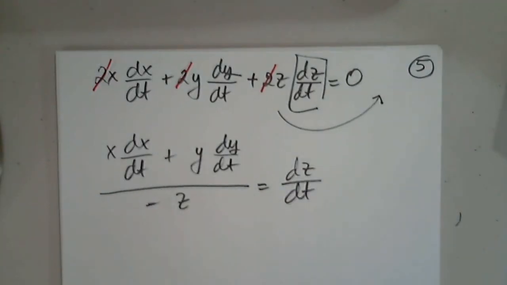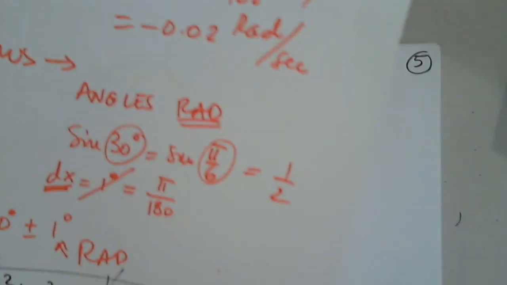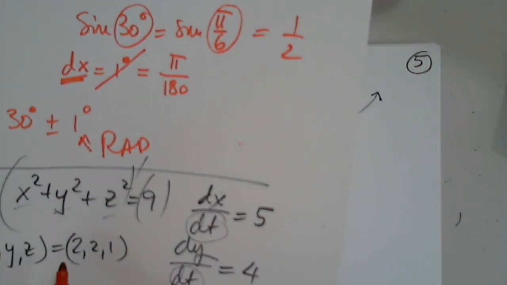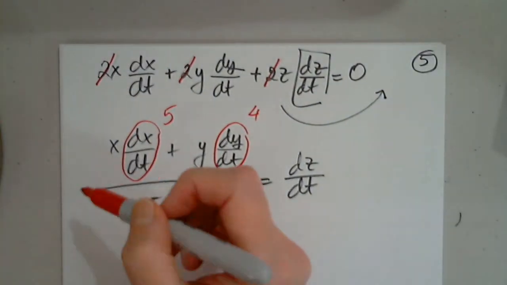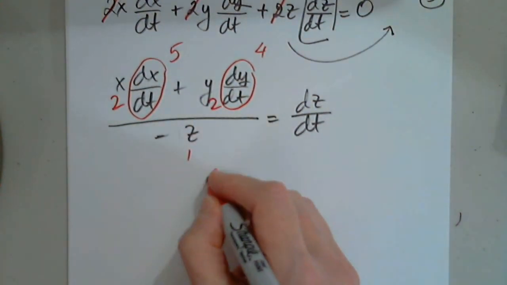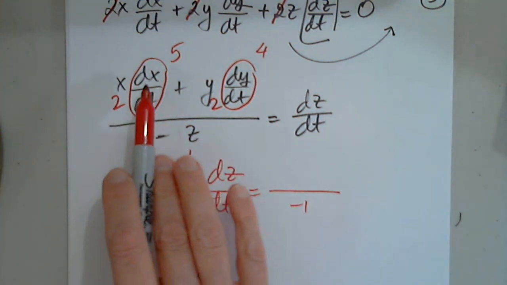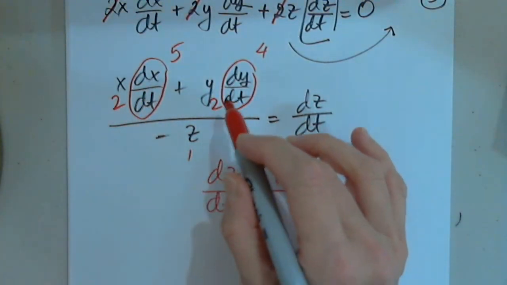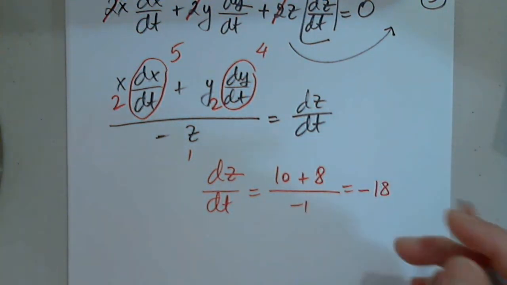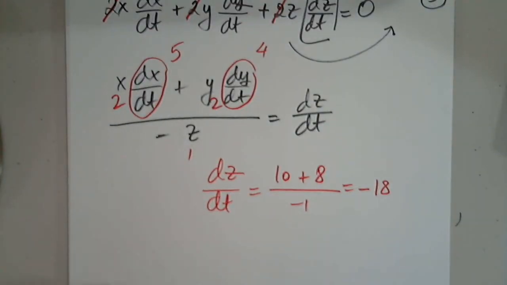Dx over dt, they say it's 5. Dy over dt, they say it's 4. And the point given to us is in order 2, 2, 1. So then dz over dt is divided by -1. So 2 times 5 is 10 plus 2 times 4 is 8. So this is 18 divided by -1, -18. They're not giving us any measurement units, so we don't have to worry about that.